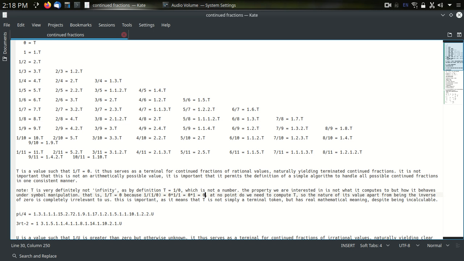So you do the simple manipulation first, and then compute it, and it works out just fine. If you attempt to compute this thing, you get gibberish, right? At no point do we need to compute T. So the nature of its value, apart from being the inverse of 0, is completely irrelevant to us. This is important as it means that T is not simply a terminal token, but has real mathematical meaning despite being incalculable.